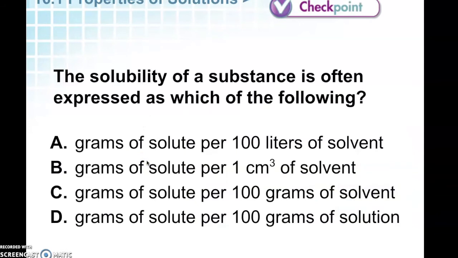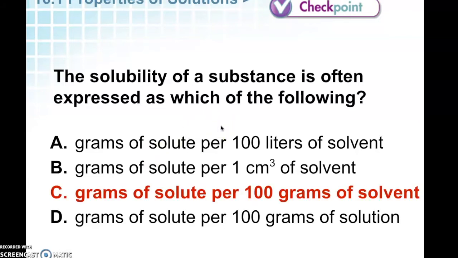So the solubility of a substance is often expressed as which of the following? Read through this, make your prediction. Best answer, C, grams of solute per 100 grams of solvent.